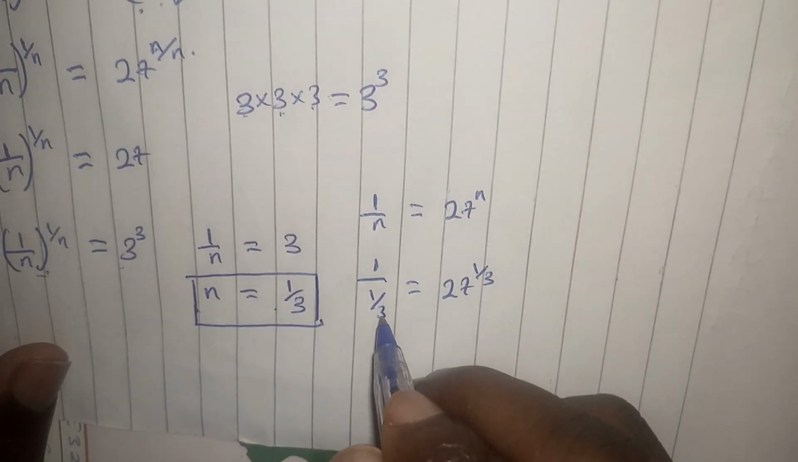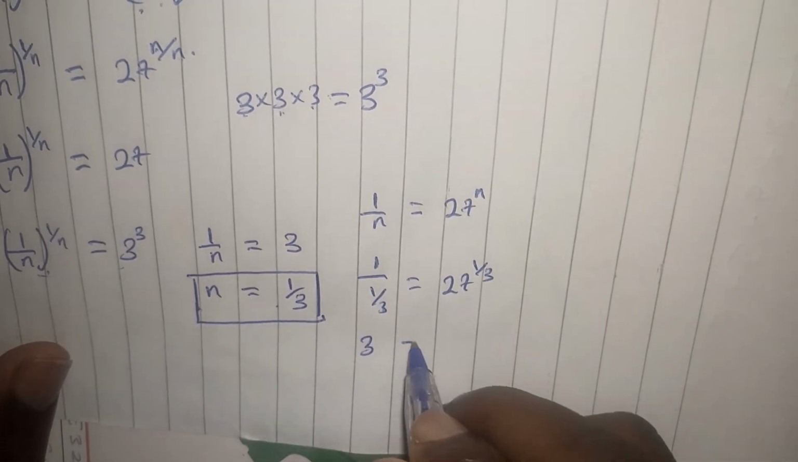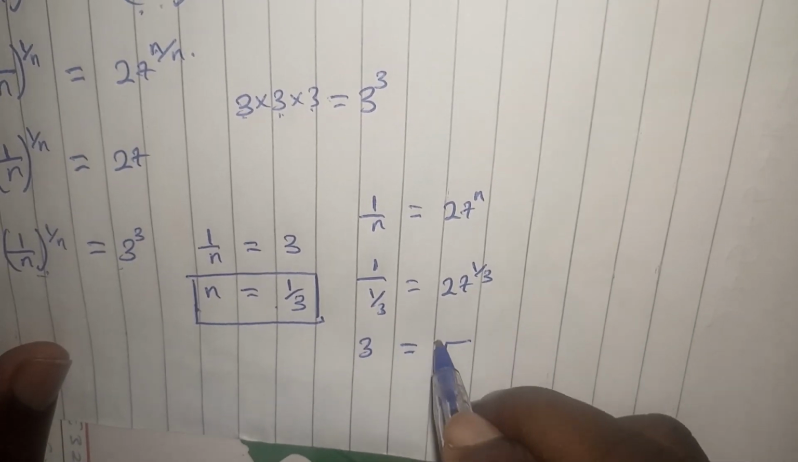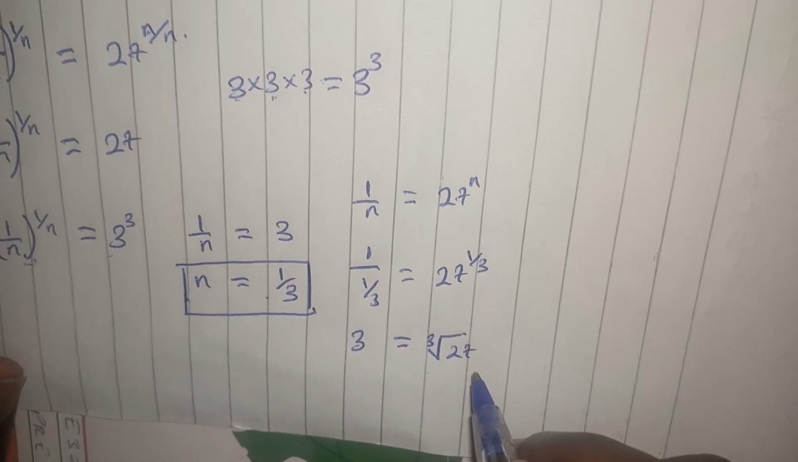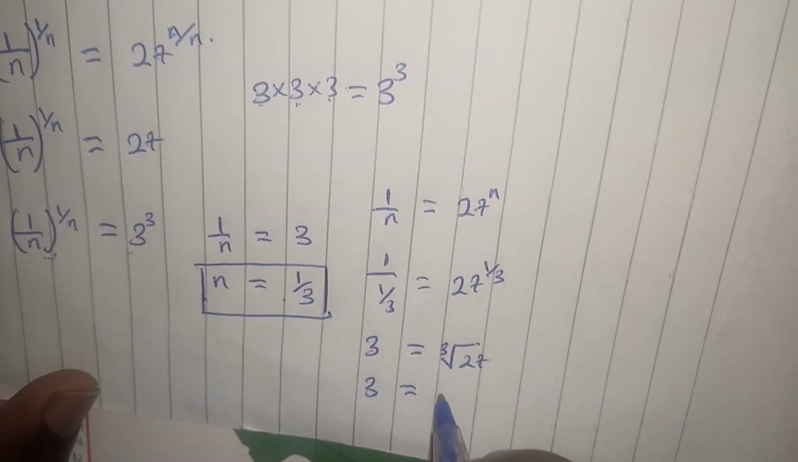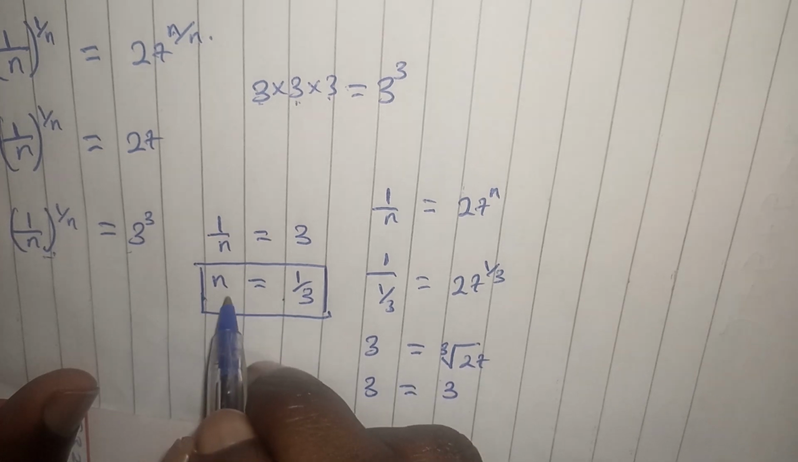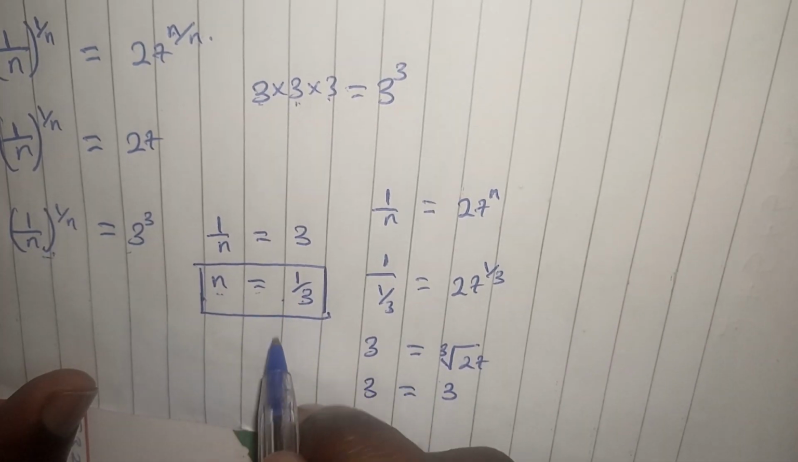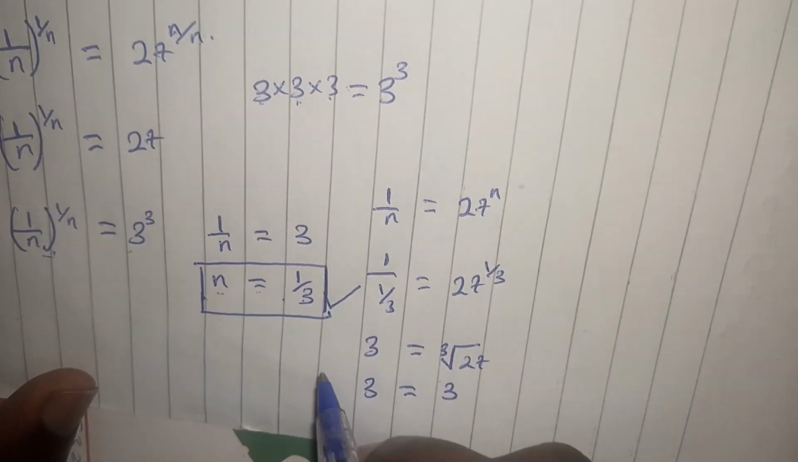This will go up. 3 is equal to the cube root of 27, and the cube root of 27 gives us 3. So 3 is equal to 3. So the value for n equals 1 over 3 is correct.